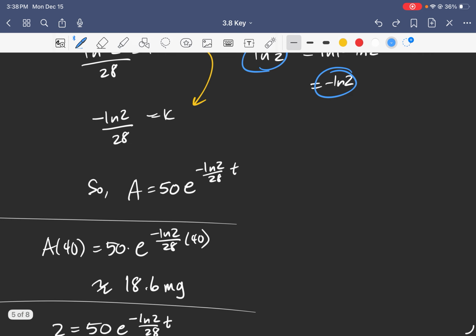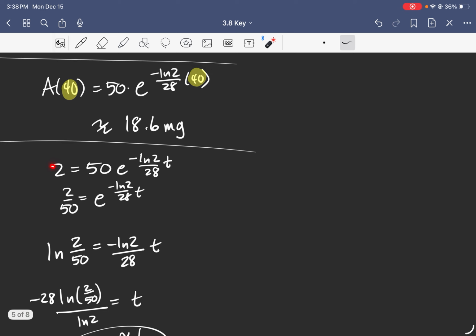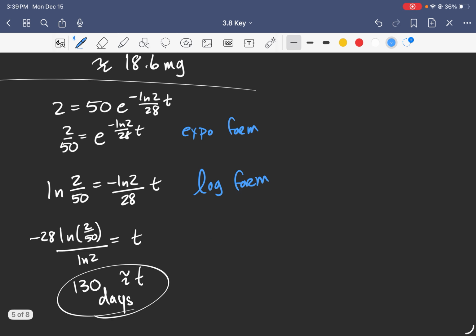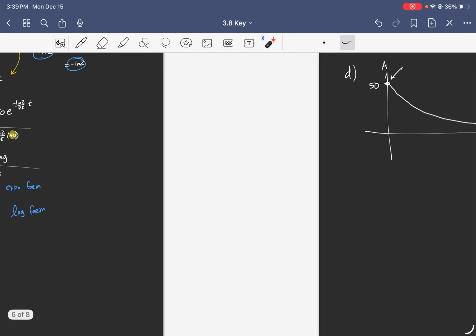So then it wants to know what happens after 40 days. Well, when you plug in 40 right here, you end up getting about 18.6 milligrams left over. And then it says how long until it's equal to 2 milligrams left. You can just plug in 2 here. So now you get it in exponential form, and I can put it into log form. So in log form, it's this. So it's just a number times t equals this. You divide, and you get that t is approximately 130 days.